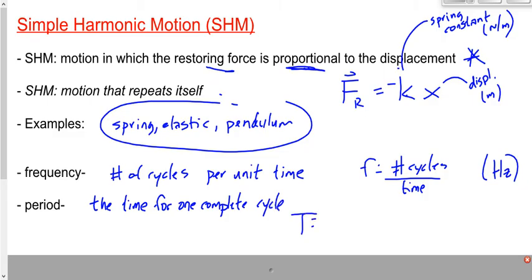Big T is equal to time, the total time over the number of cycles. And the units would be seconds. Or you could say seconds per cycle, but usually we just end up saying seconds there. What's the equation that relates the two of those together?